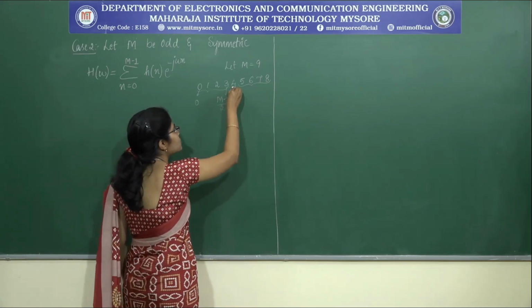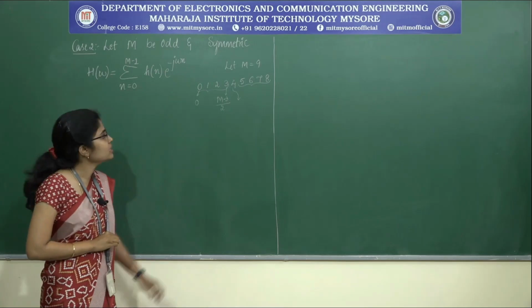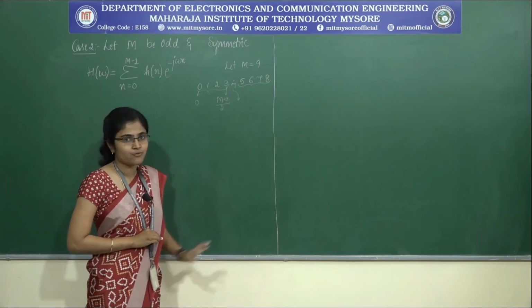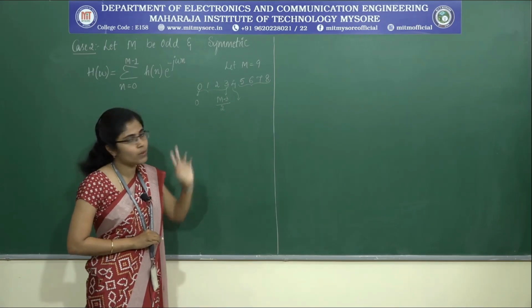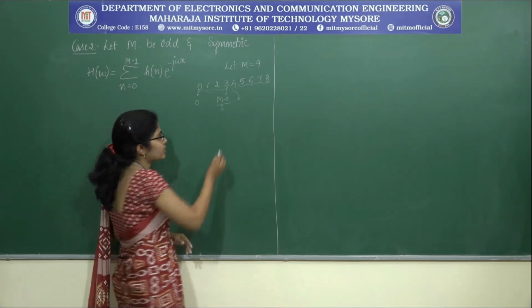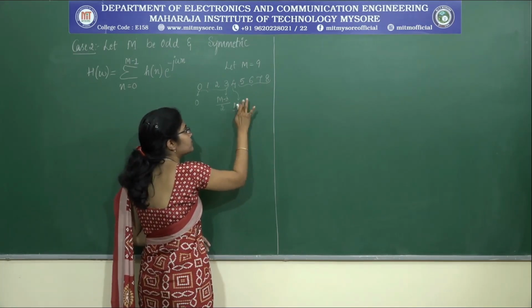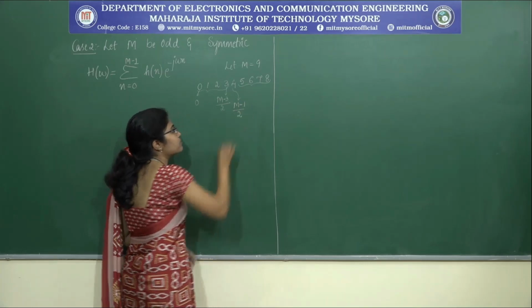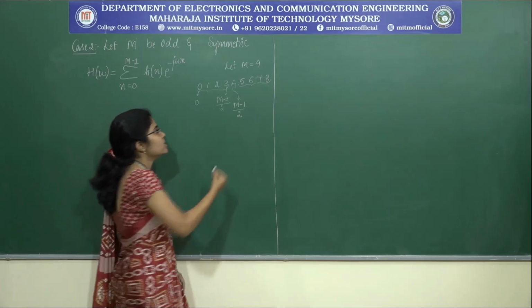Similarly, I need to check the value for this. I need to get the indexing as 4, but the value of m is 9. So, 9 minus 1 is nothing but 8, and 8 by 2 gives us 4. So, I can write the limit as m minus 1 by 2. m is 9, 9 minus 1 is 8, 8 by 2 is 4.